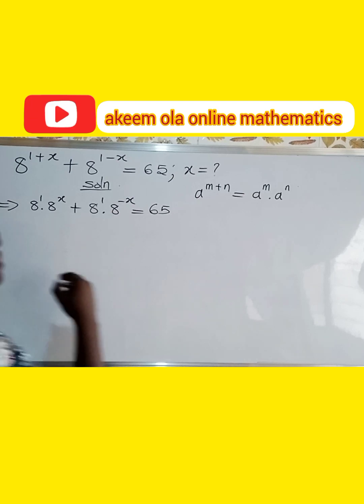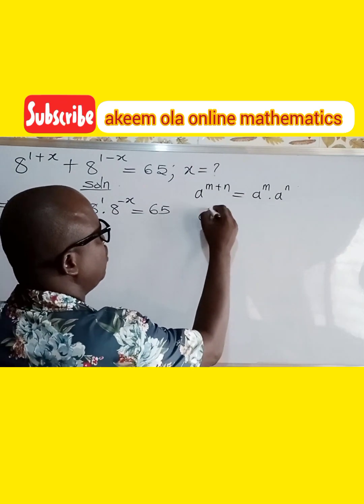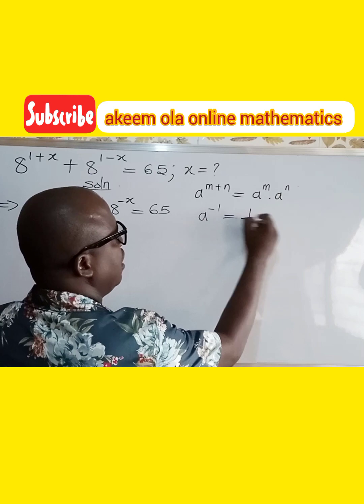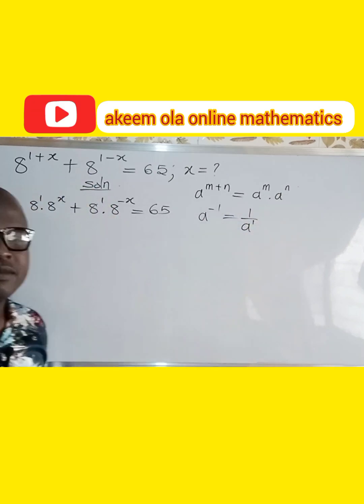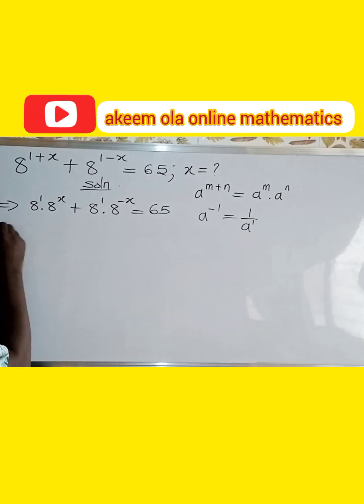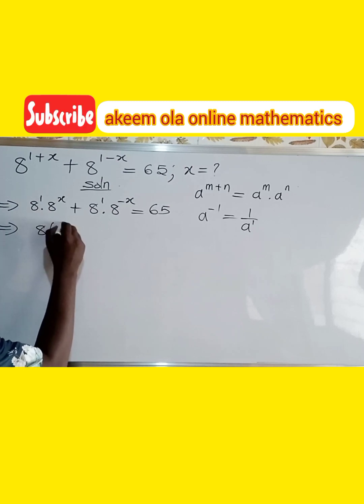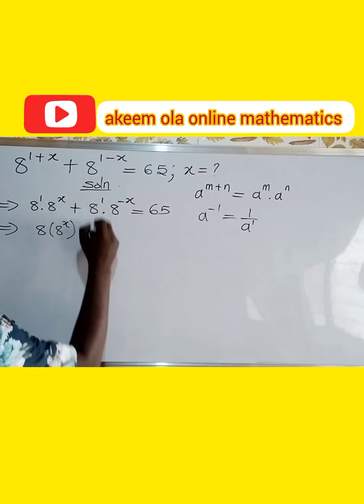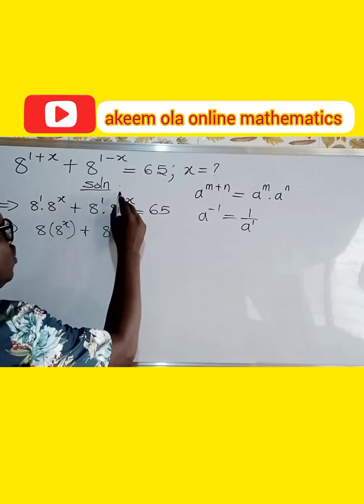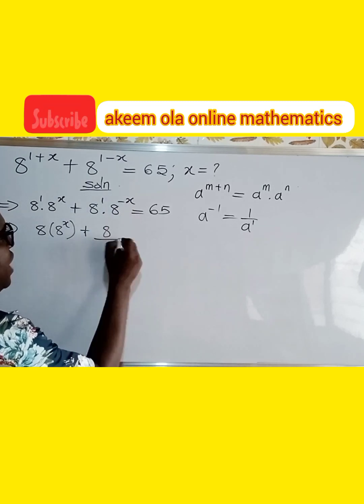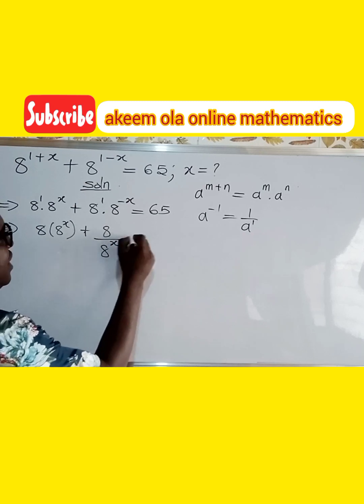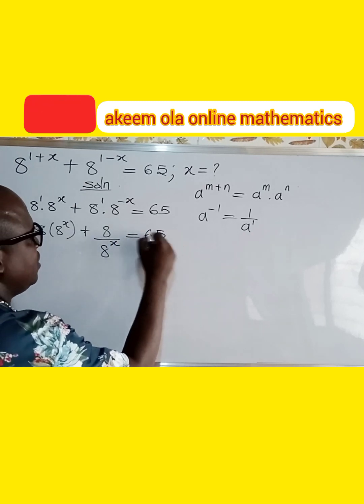I can still change this using another law of indices: a raised to power minus 1 is equal to 1 all over a. That means here I will have 8 times 8^x, then plus 8 times 1 all over 8^x. So I'm going to have 8 times 8^x plus 8 over 8^x equal to 65.